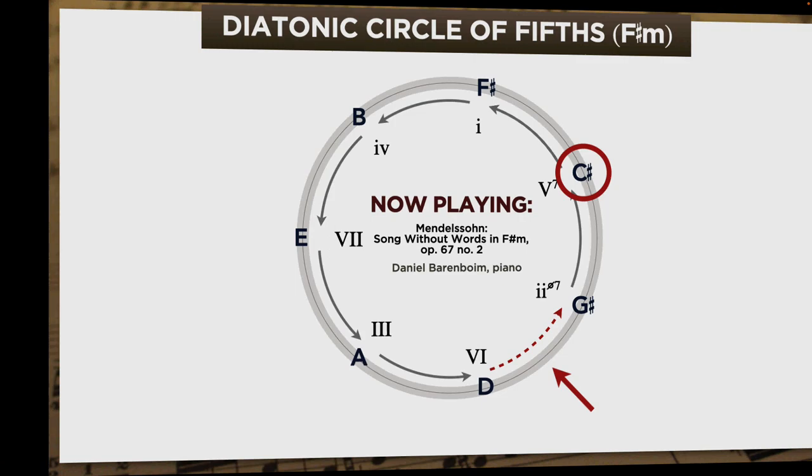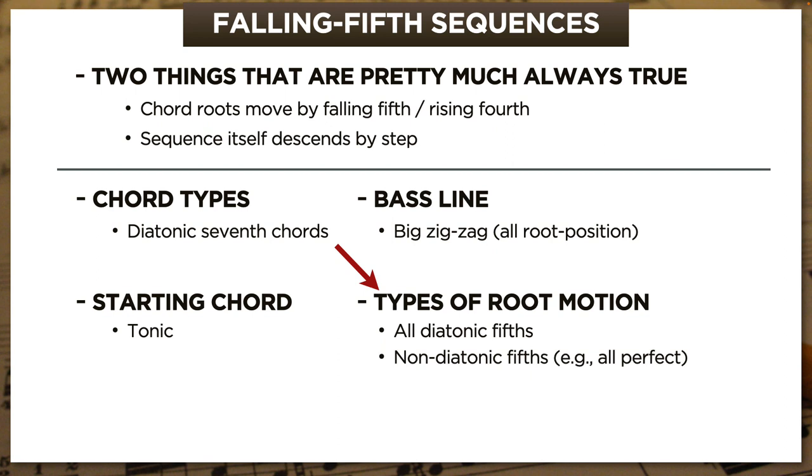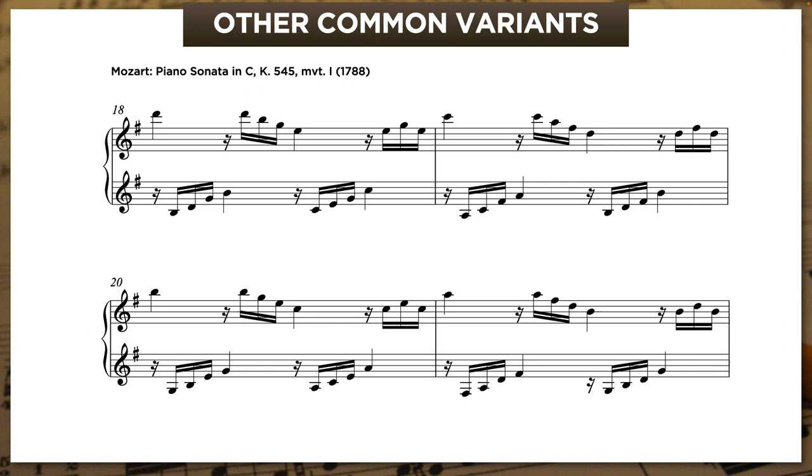So, under types of root motion, we're going to put diatonic fifths. But other types are possible. In video 41, we're going to look at sequences whose roots don't all live in a single key, but not yet. For now, we're going to stick with simpler variations of the basic formula, starting with this passage from Mozart's Last Piano Sonata. When I play it, notice the ways it sounds similar to the Schubert, even though it's in major rather than minor.